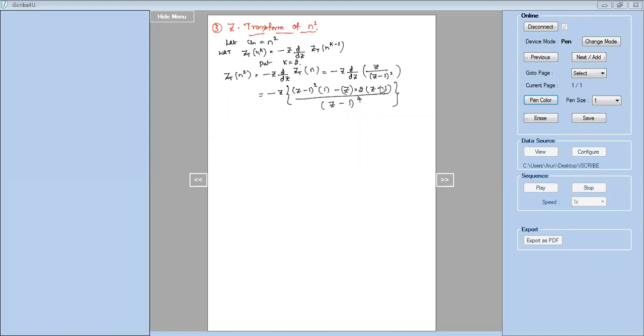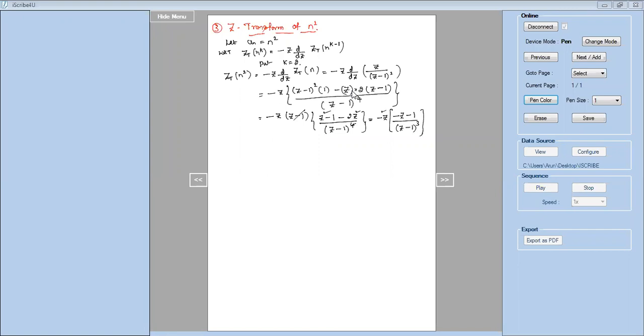Now here I can take z minus 1 common. So it is minus z into z minus 1, and in the numerator we get z minus 1 as the first term, since we have taken one term common, minus 2z, divided by z minus 1 whole power 4. So that one z minus 1 term gets cancelled, and if we simplify this, it is minus z into z minus 2z, which is minus z minus 1, divided by z minus 1 whole cube.